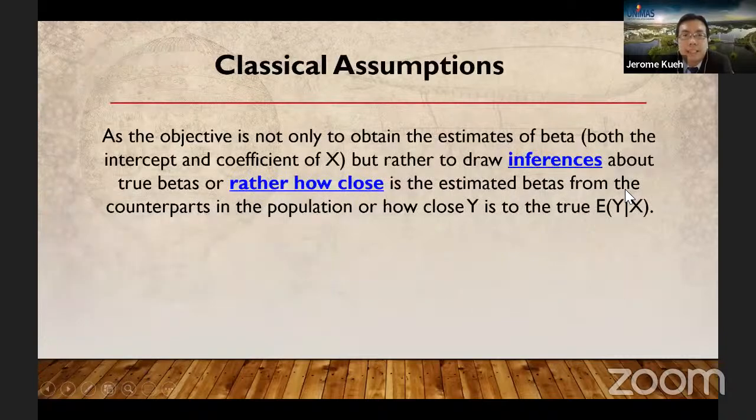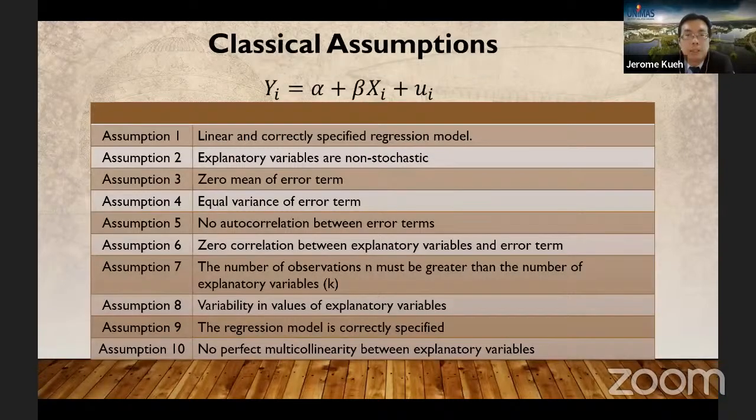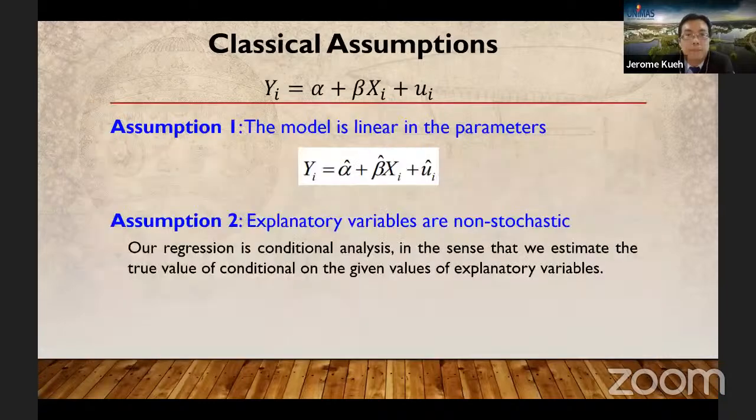Okay. So here is also a very brief look at the classical assumptions. I believe all our students have already gone through the classical assumptions. This is very important for us to know, because most of the time we are trying to draw inferences about the true beta, or how close our estimated beta is to the true beta, because we are using the sample to infer the whole population. Therefore, there are some classical assumptions that we need to go through here.